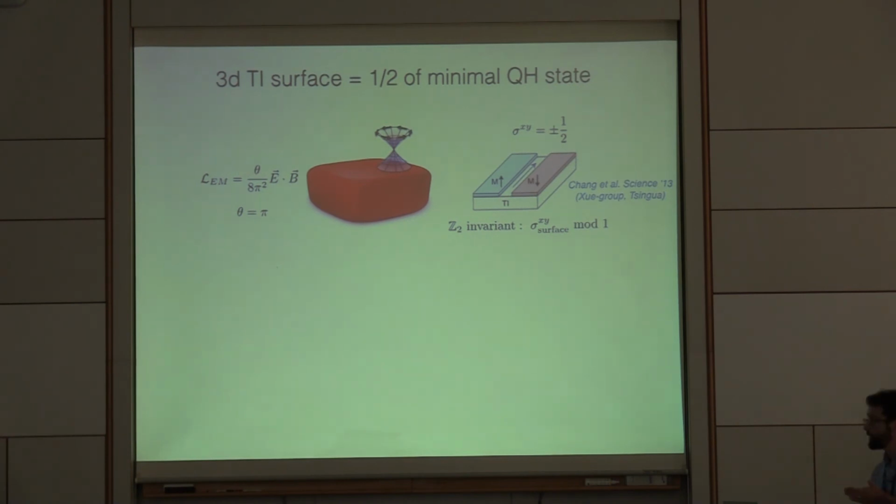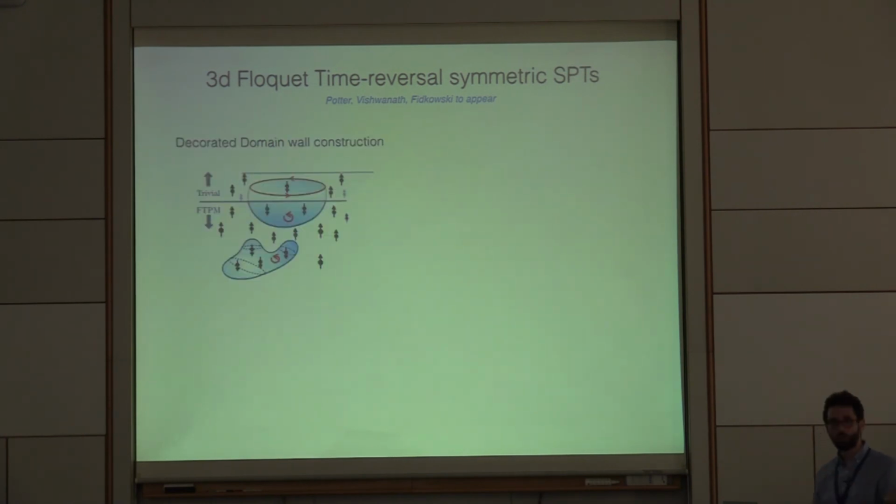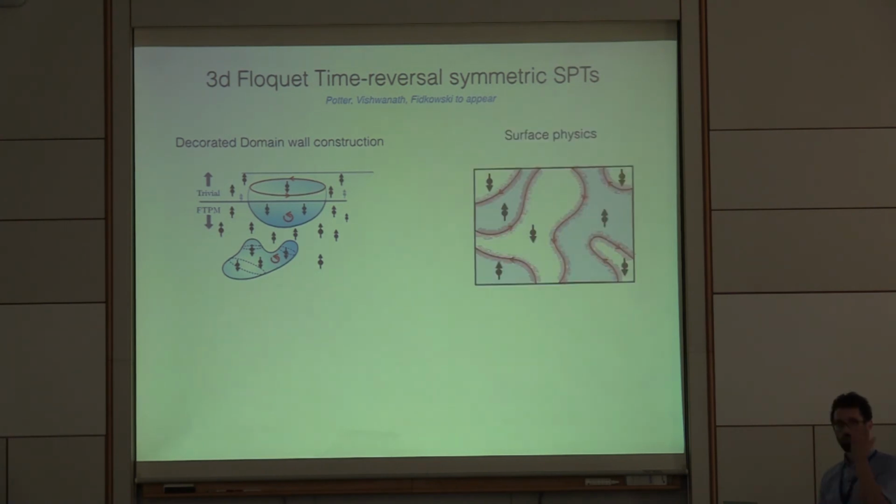So in the Floquet setting, there are actually an infinite number of different quantum Hall states for every rational number. So you can get 3-dimensional topological insulators whose surfaces are square roots, which is like the multiplicative version of half of these 2D chiral Floquet phases. And they have an interesting classification that's basically given by rational numbers modulo perfect squares. And we can make solvable models based on this decorated domain wall construction and explore their surface physics.